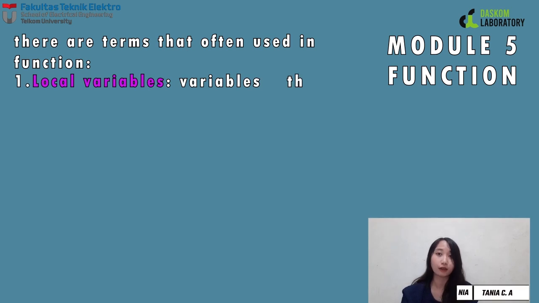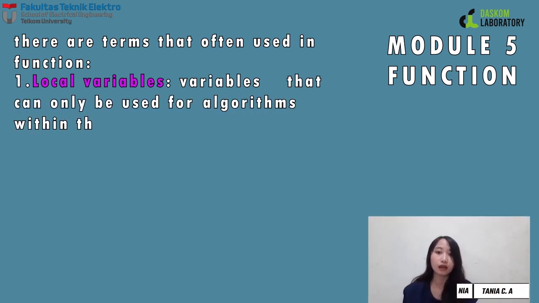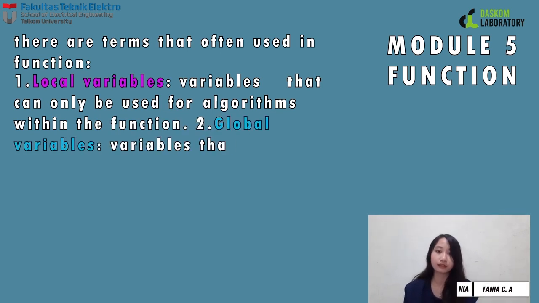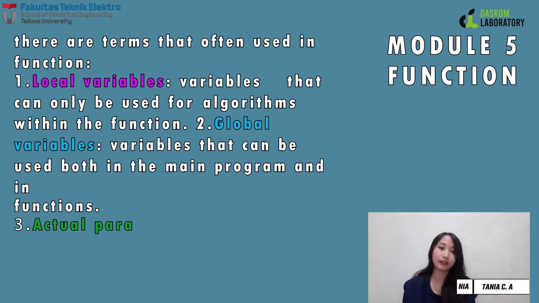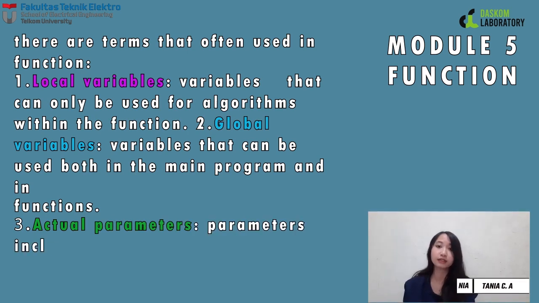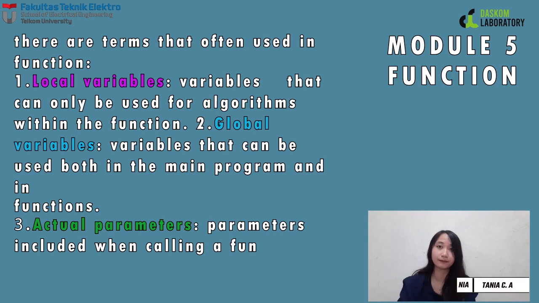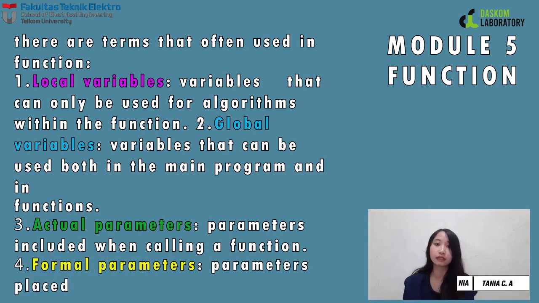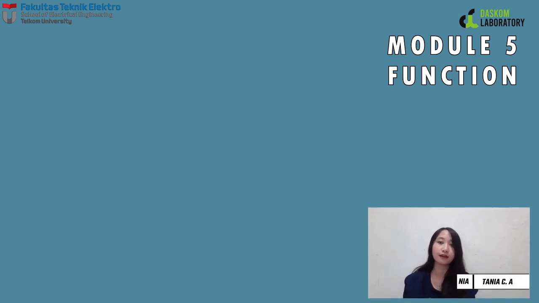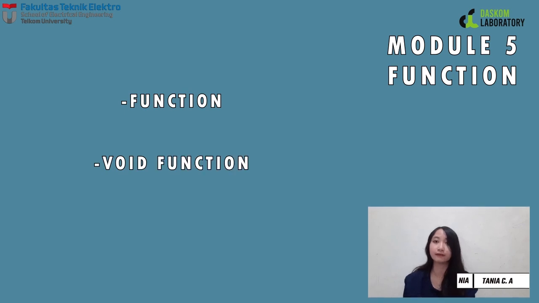There are terms that are often used in functions. 1. Local variables. Variables that can only be used for algorithms within the function. 2. Global variables. Variables that can be used both in the main program and in functions. 3. Actual parameters. Parameters included when calling a function. And the last, formal parameters. Parameters placed in the function header. Functions consist of function and void function.